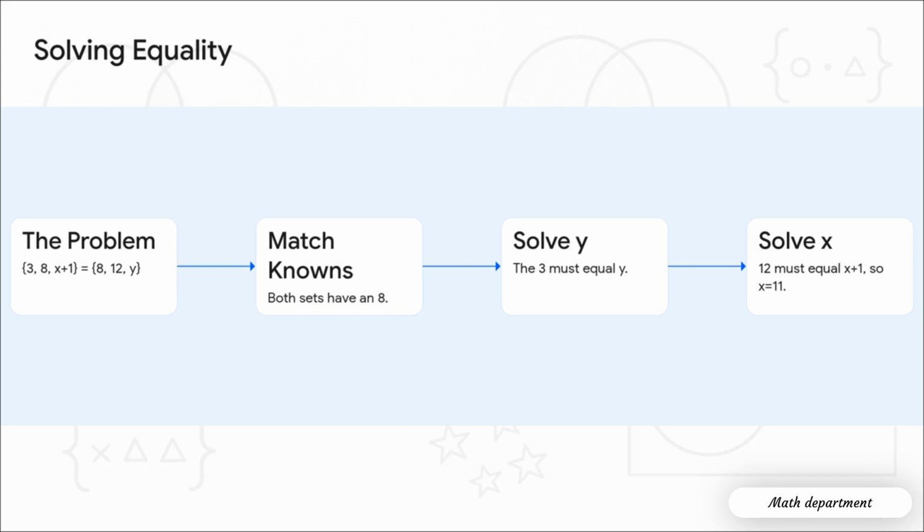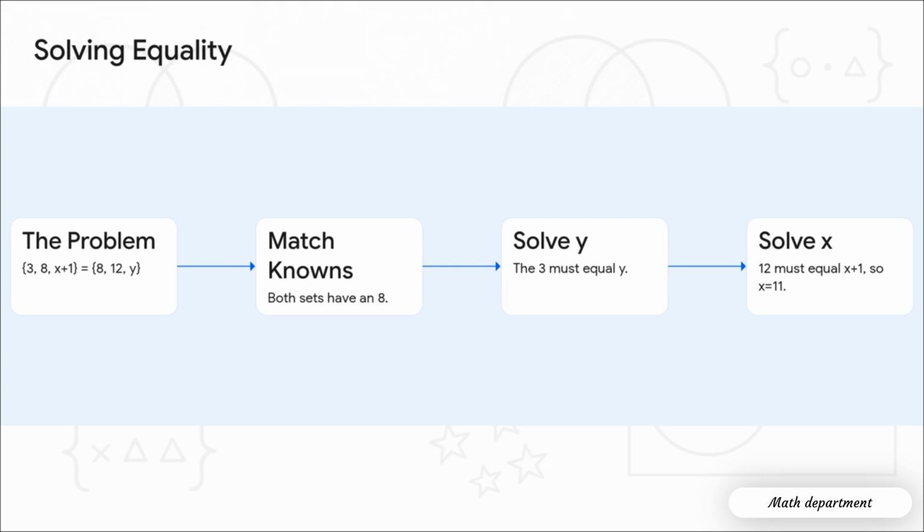Okay, pay attention because this is a super common exam question, where we use logic to match identical elements across two equal sets to solve for unknown variables, like x and y. The problem tells us the set of 3, 8, and x plus 1 equals the set of 8, 12, and y. Since we know they're equal, their elements must be exactly the same. Let's literally draw a circle around the obvious matches first. Both sets clearly have an 8.